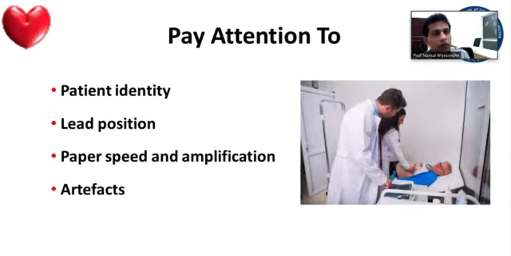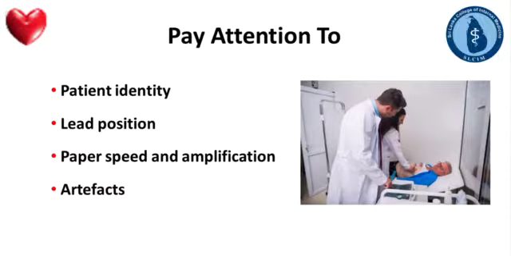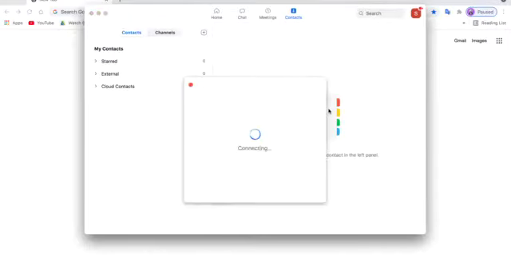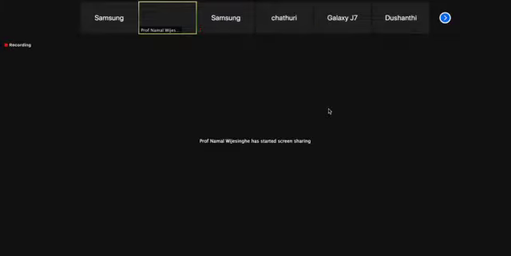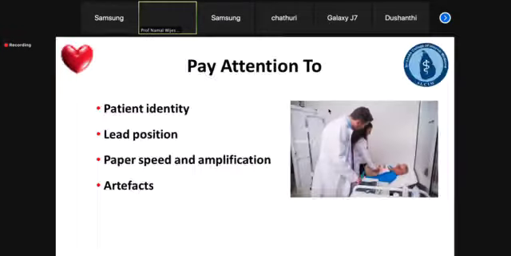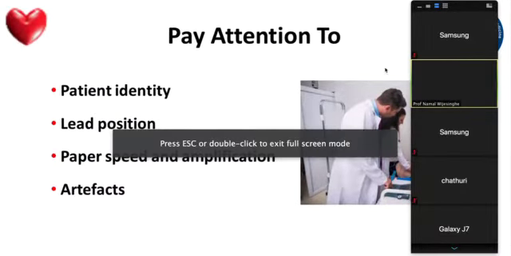And also, we need to pay attention to lead positioning. Sometimes recording in progress, be able to pick that up. The best thing to do, if there is a suspicion, is to do another ECG and compare with this, then you will identify that the previous ECG has been taken wrongly.